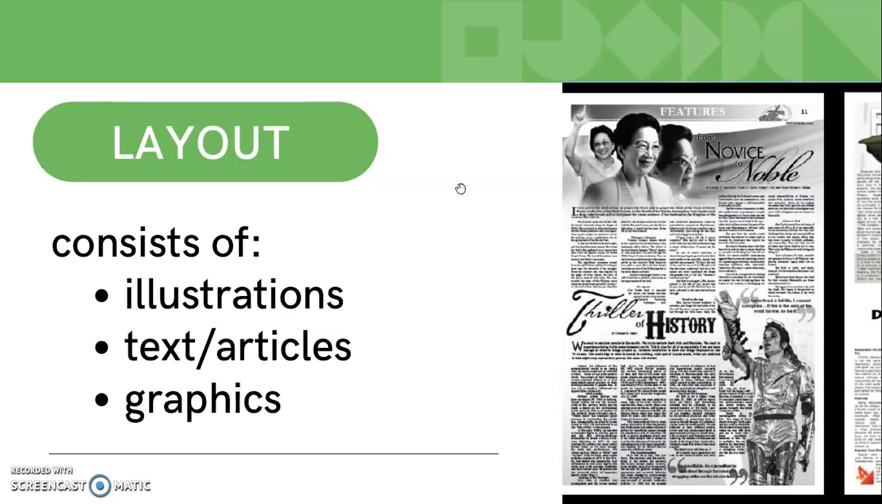Now, layout consists of what? Of course, what can we see in the picture? This has illustrations or photographs, or when it's on an editorial page, we have the cartoon editorial, and we also have the text or articles, basically the news story or feature story or editorial column, sports story, and whatsoever, as well as the graphics. So there are some other graphics applied by the layout artists.